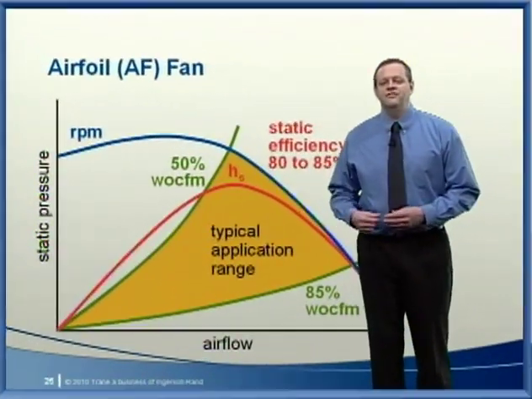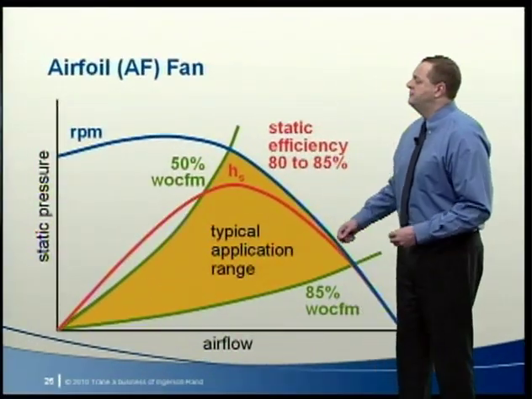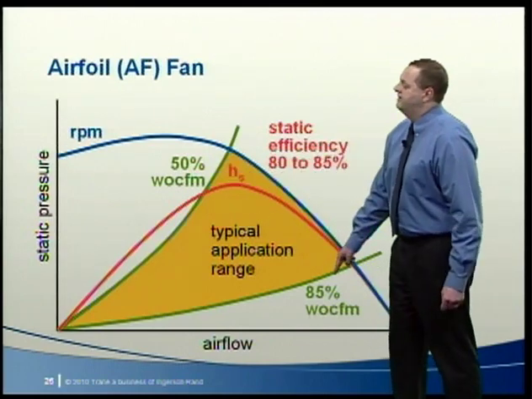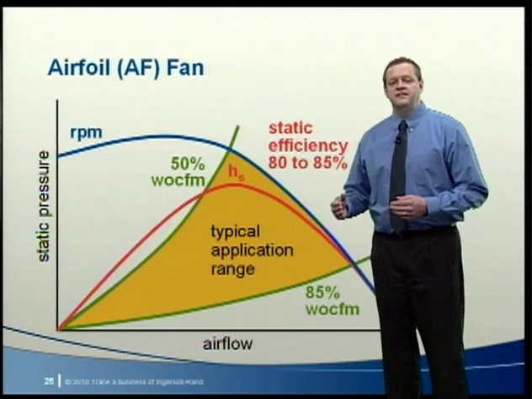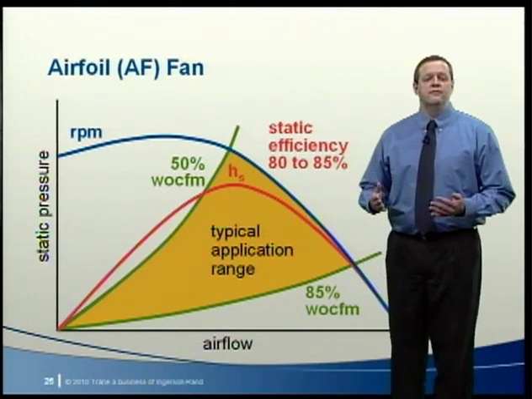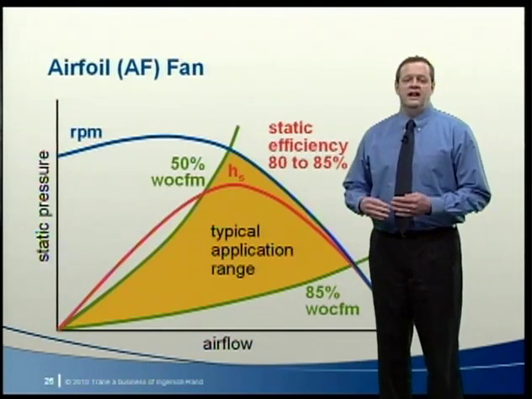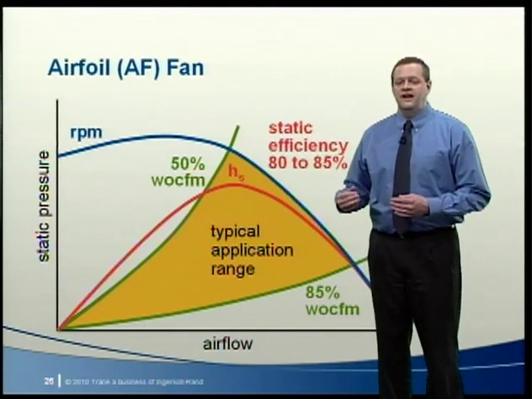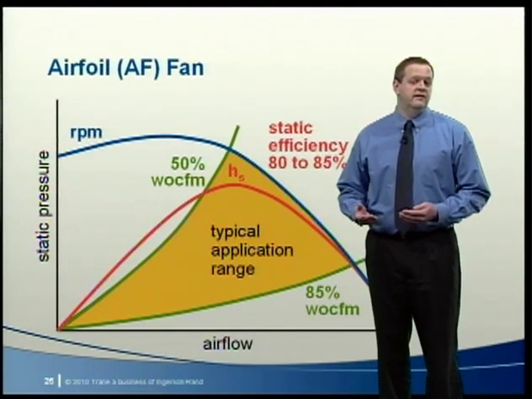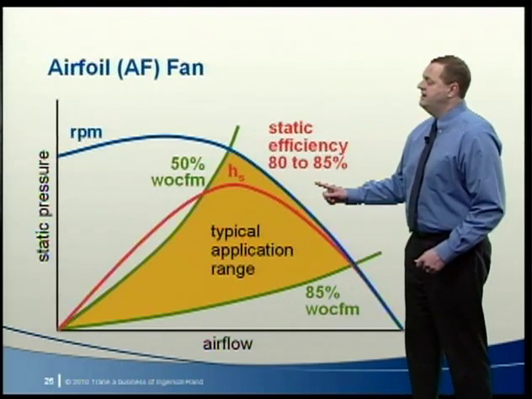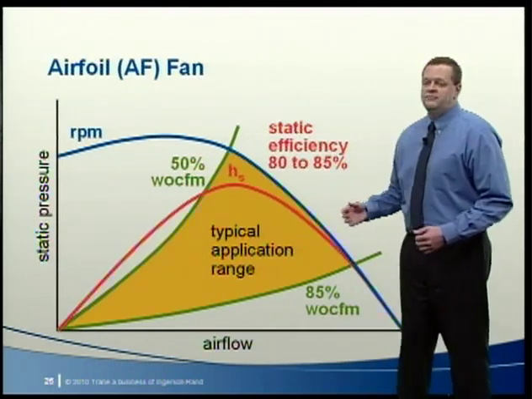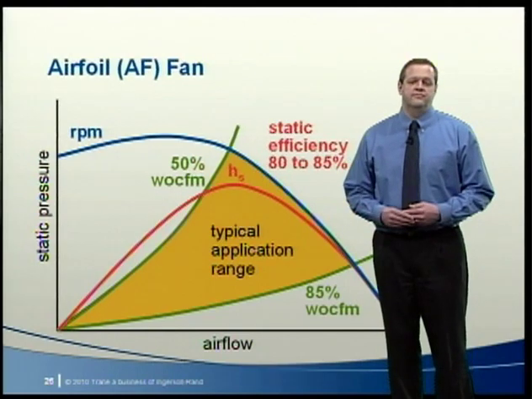The typical application range of an airfoil fan is between about 50 and 85% of wide open CFM. Now this is narrower than either an FC or a BI fan because an airfoil fan typically enters surge at higher airflows. And at these higher airflows, the surge is often more severe than other fan types. But static efficiencies can be as high as 80 to 85%, usually making them the most efficient choice.